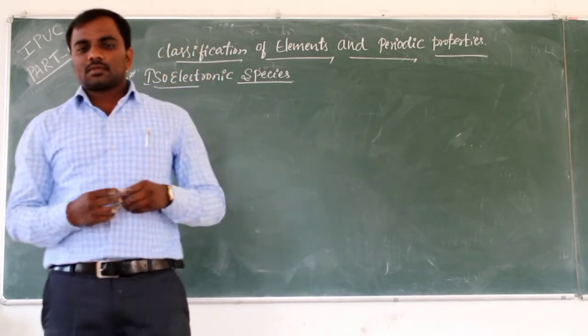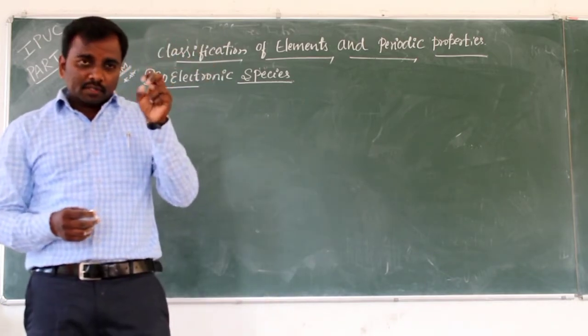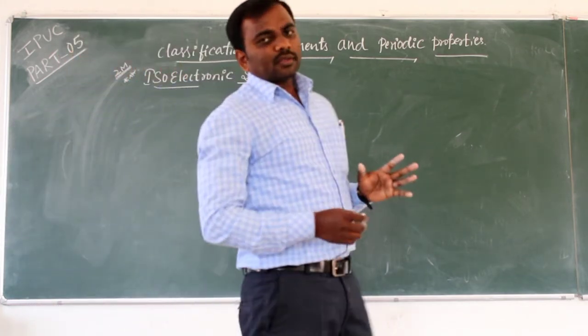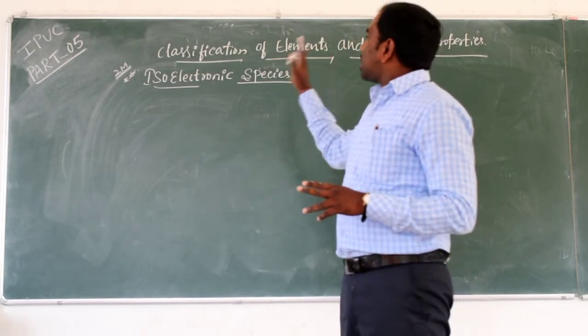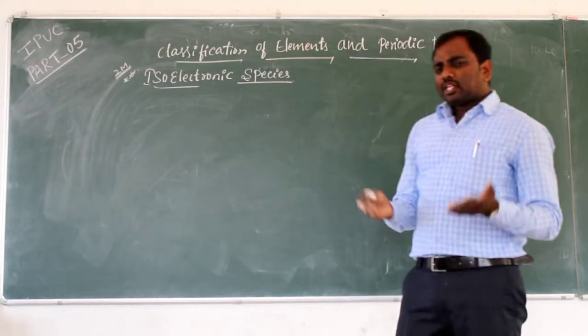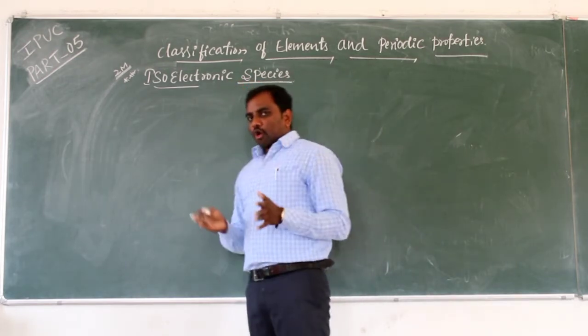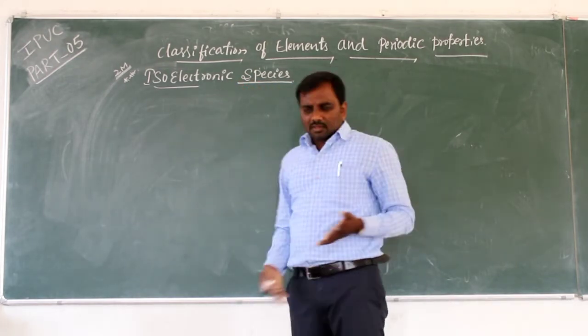Isoelectronic species means different species having the same number of electrons. That is called isoelectronic species. Iso means same, electronic means electron, species means different species.